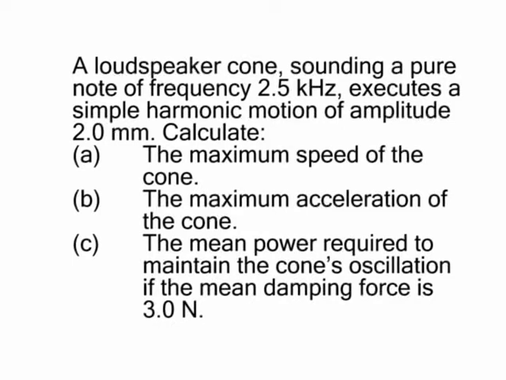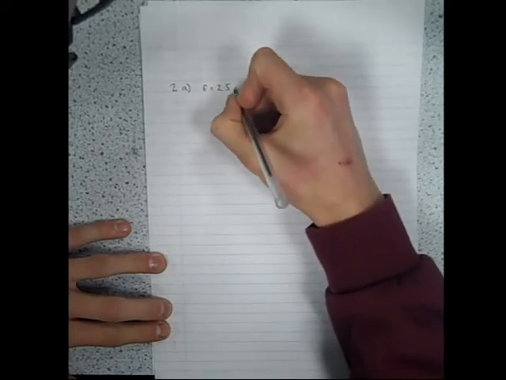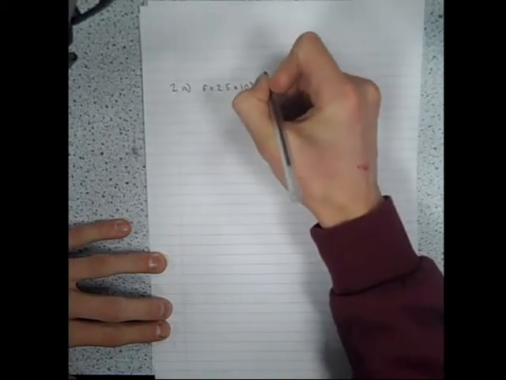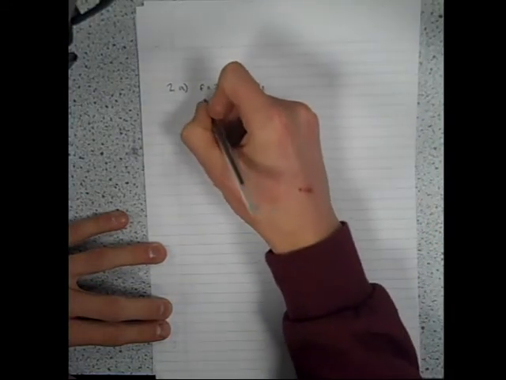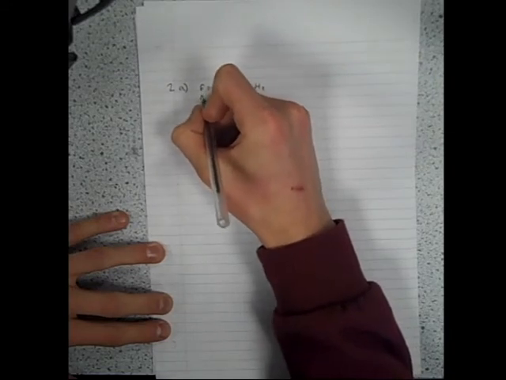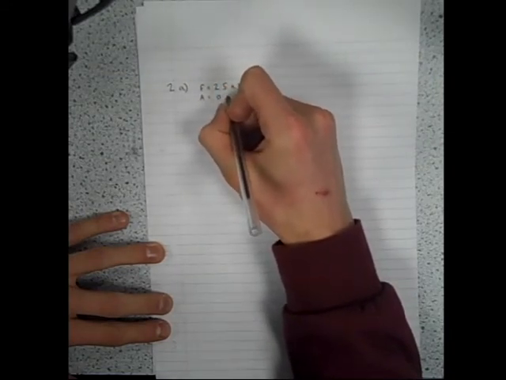This is Build or Bust, problem sheet 1, question 2. A loudspeaker cone sounding a pure note of frequency 2.5 kHz executes a simple harmonic motion of amplitude 2 mm. Question A asks the maximum speed of the cone.